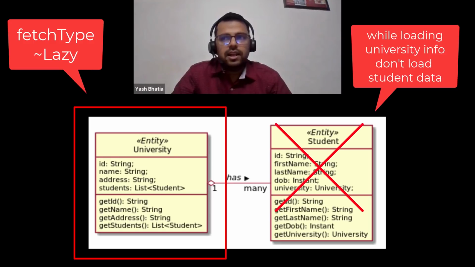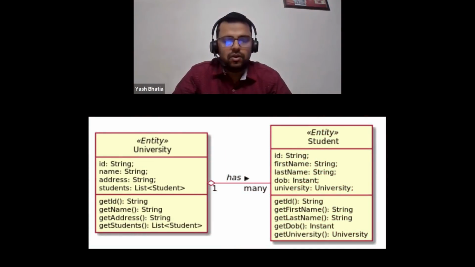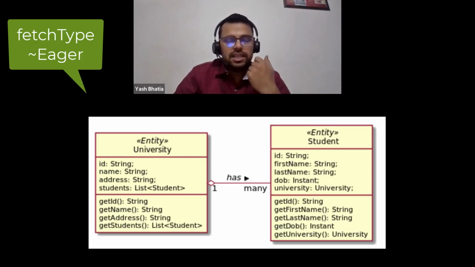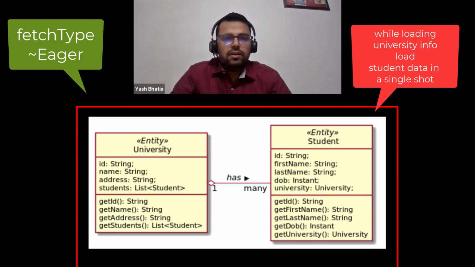Hibernate people have set it so that whenever there is a relationship like one to many or many to many, they have provided a default fetch type of lazy, because sometimes we don't need to fetch the records of all the dependent entities. We simply need the single record. And when it comes to the eager type, that means simply fetch the records for all the dependent entities at a single time.